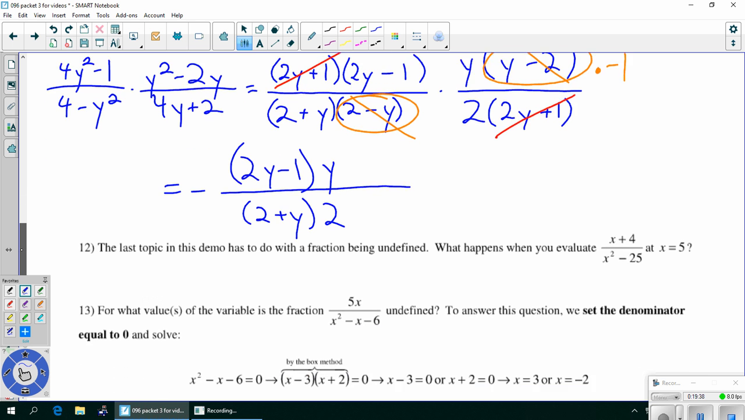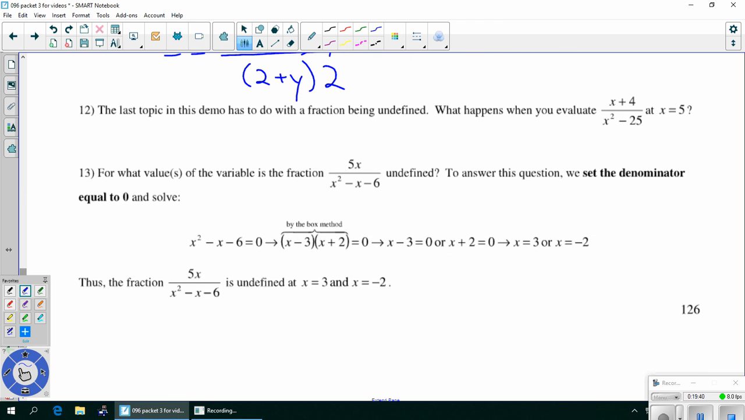Number 12, the last topic in this demo has to do with a fraction being undefined. What happens when you evaluate x plus 4 over x squared minus 25 at x equals 5? Well, let's see. Plug 5 in for all the x's. 5 plus 4 over 5 squared minus 25. 9 over 25 minus 25. Uh-oh. 9 divided by 0.